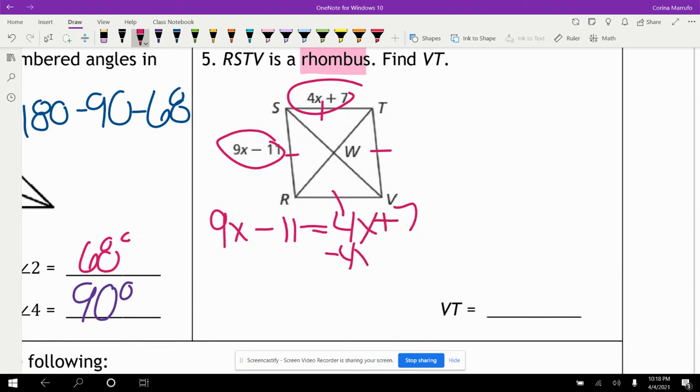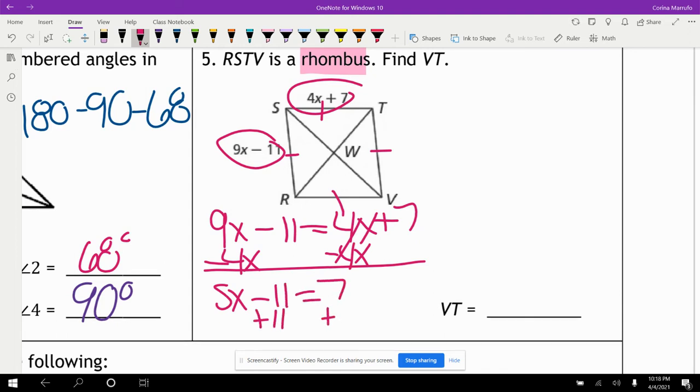First I'm going to move over this 4x to the other side by subtracting. And we get 5x minus 11 equals 7. We add the 11.